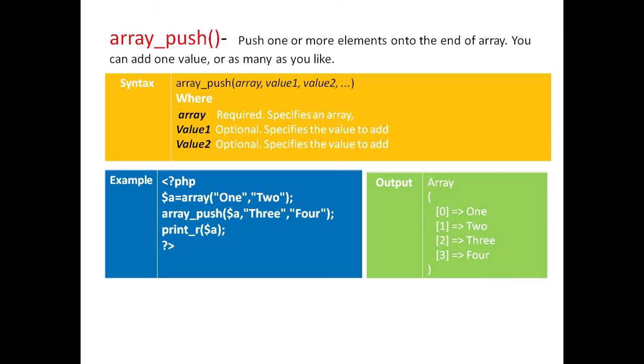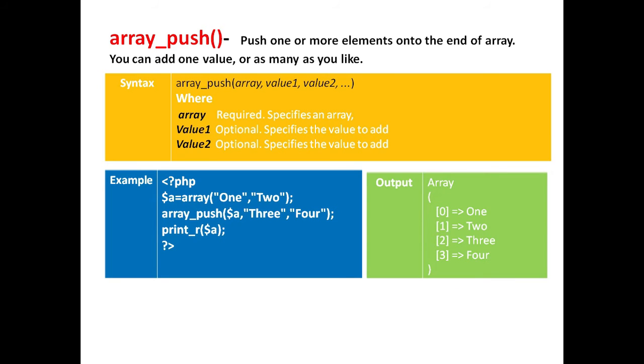Next is array_push. This method pushes one or more elements onto the end of the array. You can add one value or as many values as you want. General syntax is array_push, then array, value 1, value 2, where array specifies the name of the array, value 1 specifies the value to add, value 2 specifies the value to add.